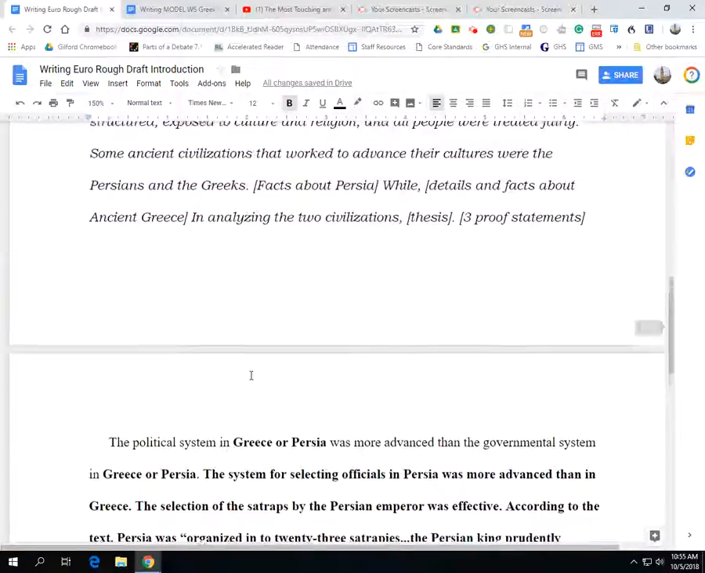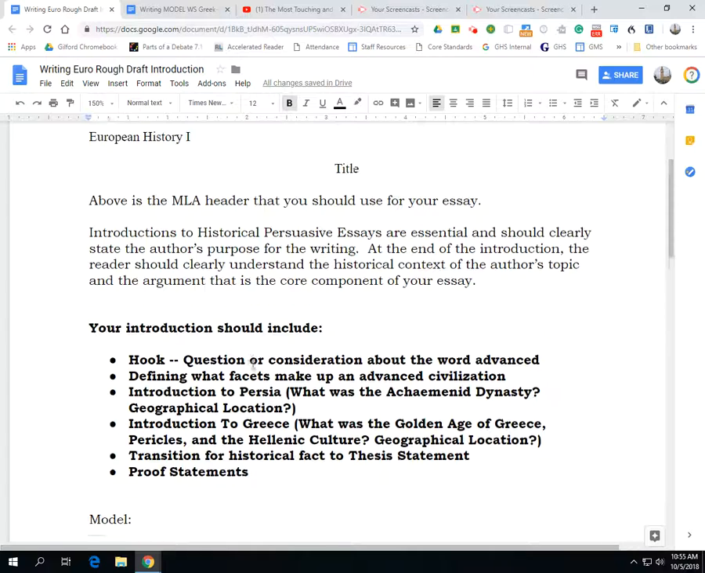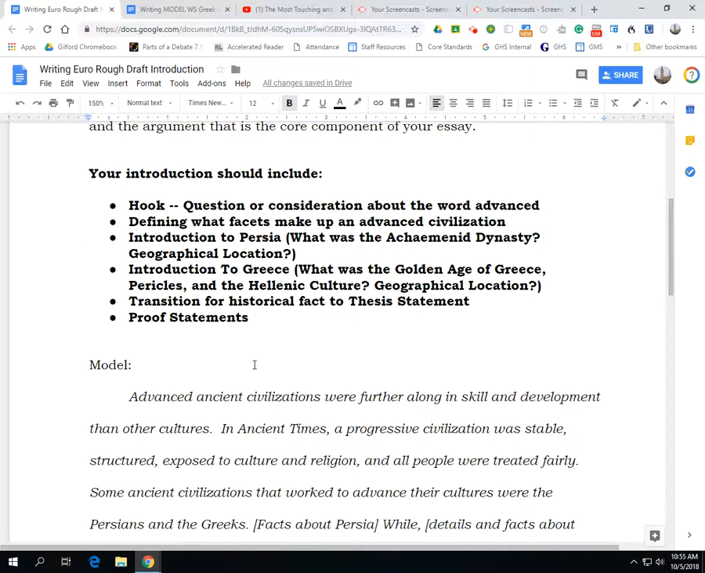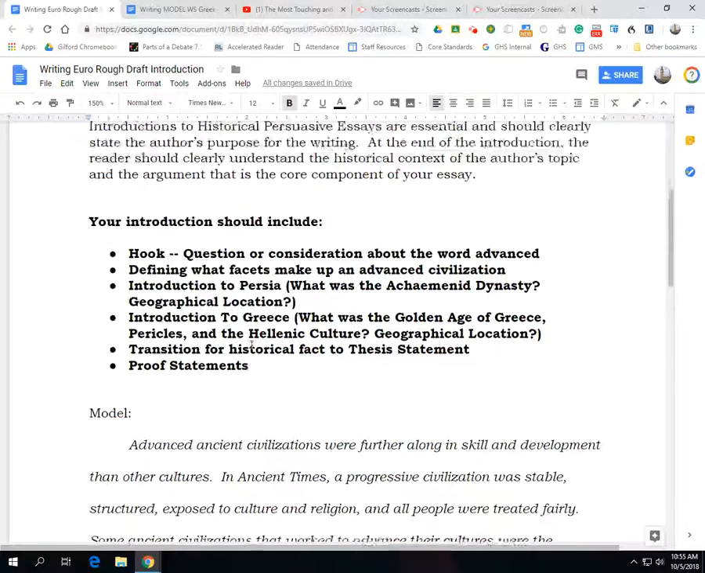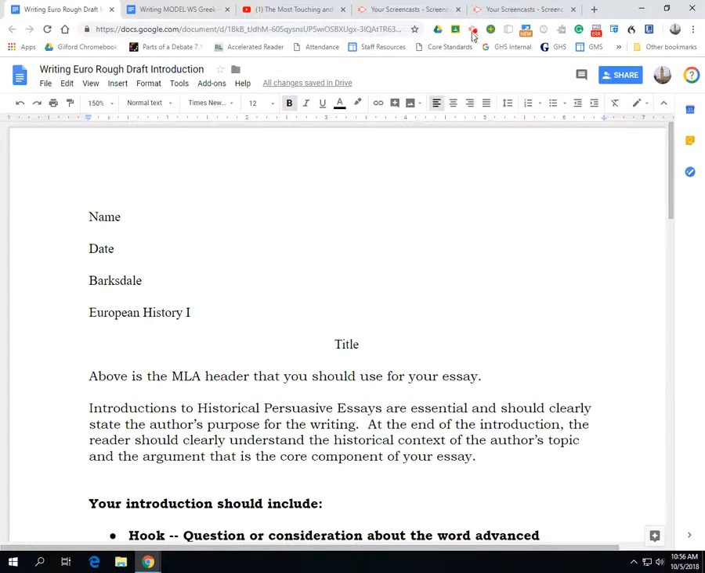Okay, so that's just a quick tutorial about how to set up your essay. Reminder that your rough draft is due Wednesday by midnight, and your final draft of your essay, once proofed by me, will be due on Sunday by midnight, the 14th of October. Good luck, take your time, and let me know if you have any questions.